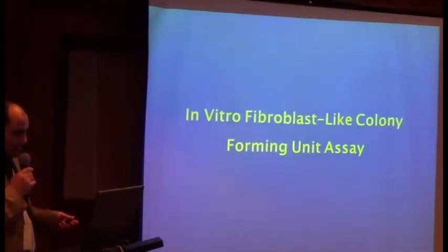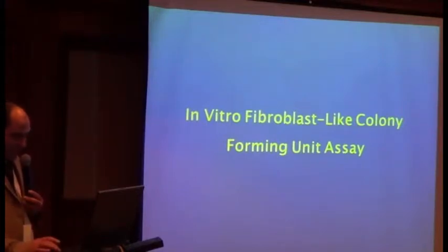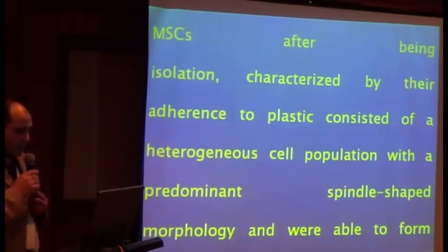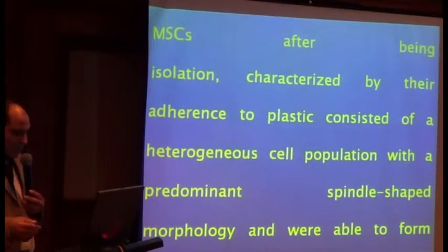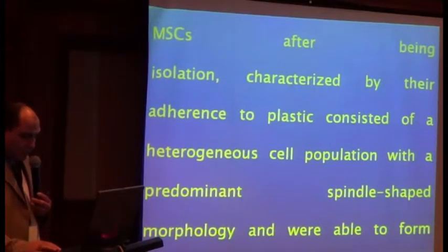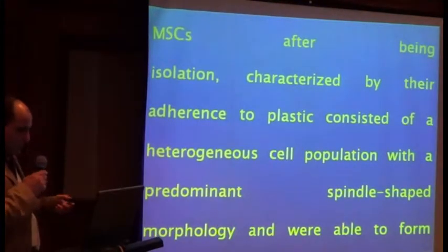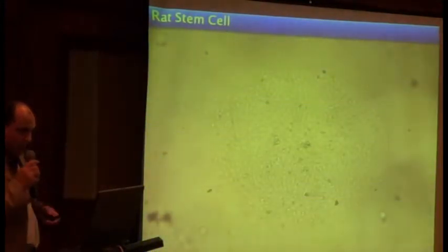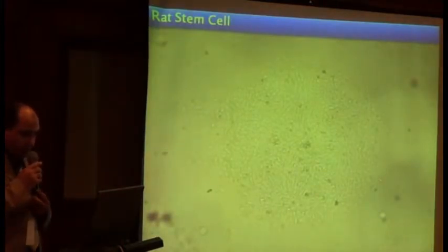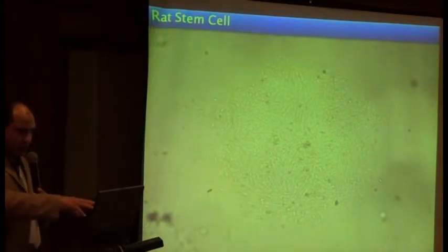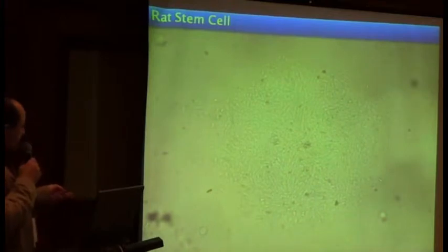To show that we have mesenchymal stem cells, we should run some tests, like the in vitro fibroblast-like colony-forming assay. Mesenchymal stem cells after isolation are characterized by their adherence to plastic. They consist of a heterogeneous cell population with a predominant spindle-shaped morphology and were able to form colonies. Cells aggregated in one zone are the source of the propagation, and after that they fill the other zones.